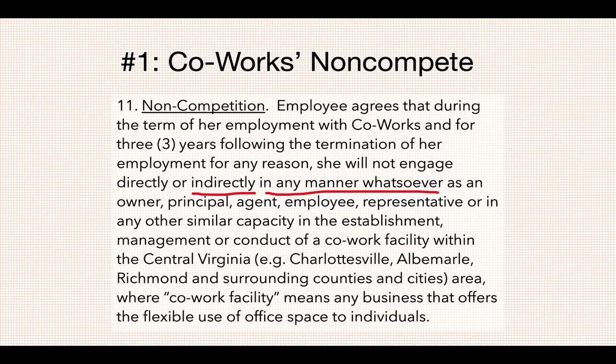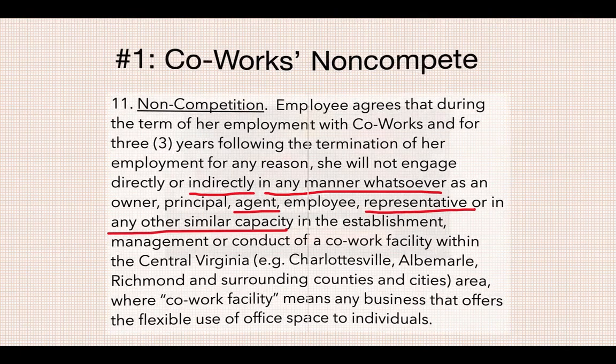Owner, principal, those are pretty concrete. What about agent? That's a pretty broad term. I think even contractors can sometimes be agents of an organization or representative. And then we have this, or in any other similar capacity in one of these things, establishment, management, or conduct. So that's where it starts to open out. That's where it starts to become broader and may cause us problems.